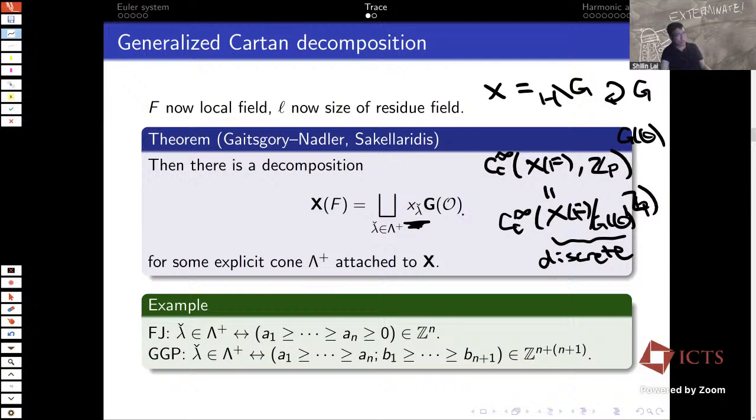So I told you we are going to do two cases. In the first, the Friedberg-Jacquet case, this cone happens to just be non-increasing integers. So a_1 to a_n are integers, and we need a_1 to be at least a_2, and so on, and all of them have to be non-negative. So this is the cone in the Friedberg-Jacquet case. Notice that this has only n variables. This is rank n, whereas we recall in the Friedberg-Jacquet case, G is essentially GL_2n. So that's rank 2n.